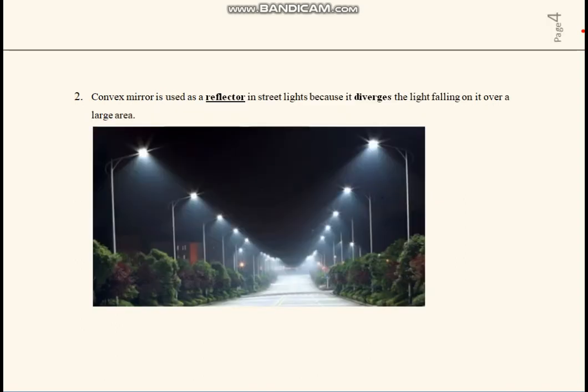The second use is that convex mirrors are used as reflectors in street lights because they diverge the light falling on them. As you can see in this diagram, the light falling on the mirror that is behind the bulb in the street light gets diverged over a larger area so that we get illumination in a wider area.